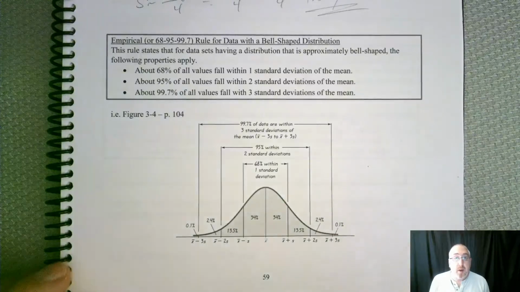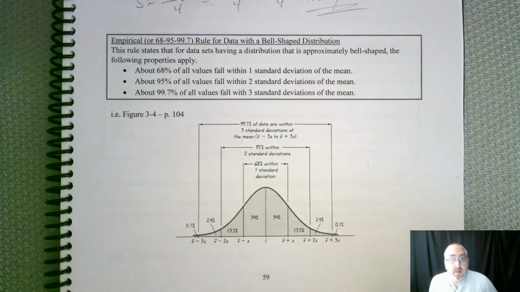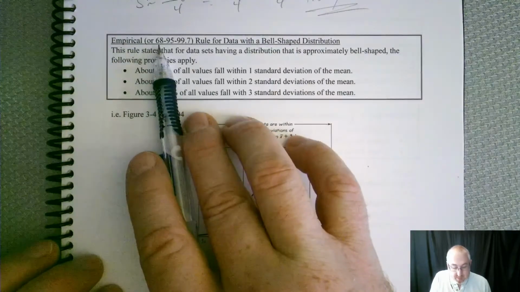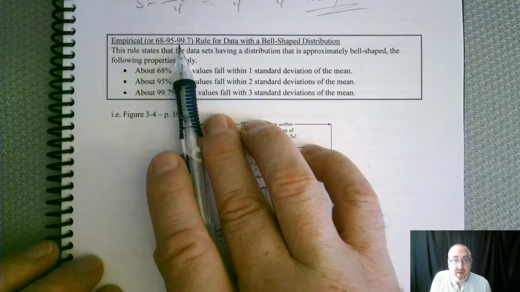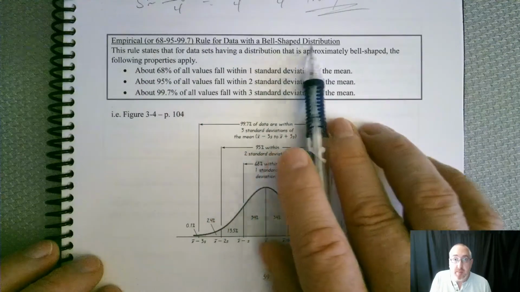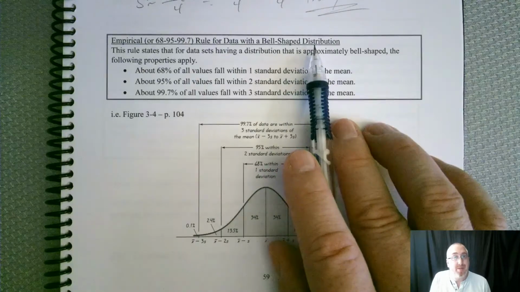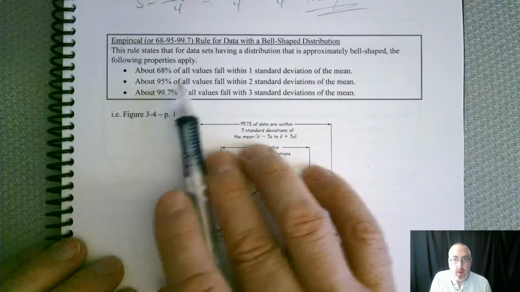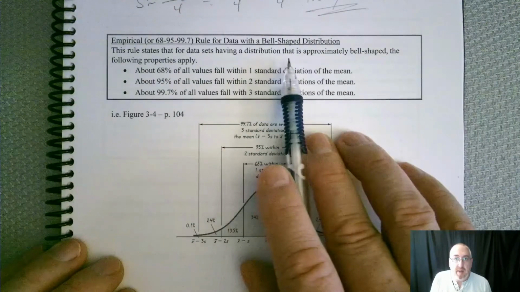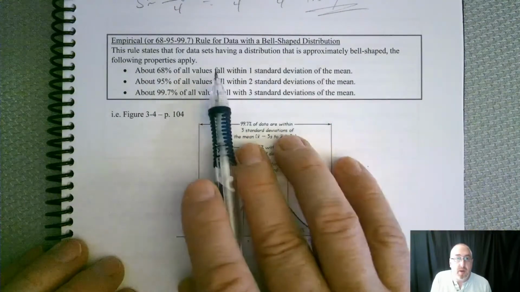So now the next part of 3.2 gets into specialized situations for certain distributions of data. So we're going to have the empirical rule, which is also called the 68, 95, 99.7 rule for data with a bell-shaped distribution. So remember, bell-shaped is normal. The following rule states that for data having a distribution that is approximately bell-shaped, the following properties apply.